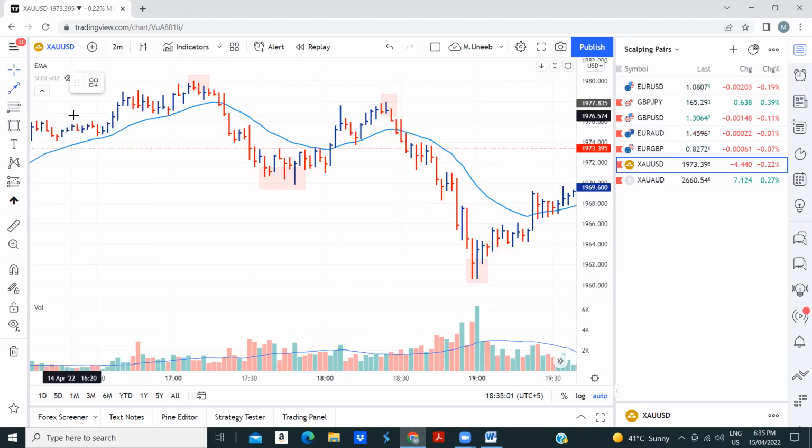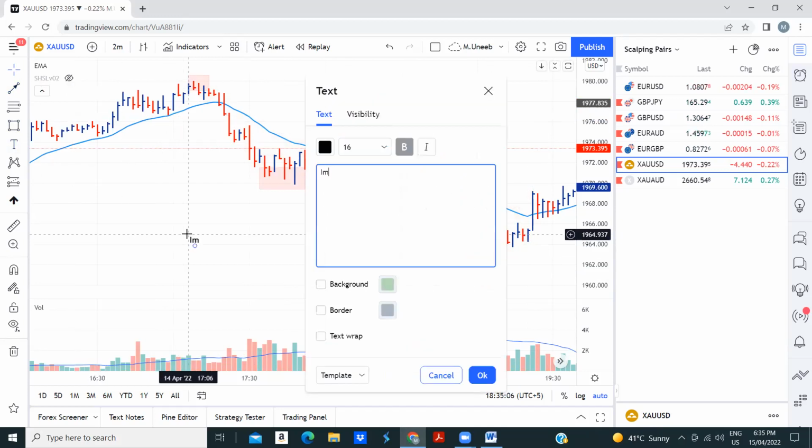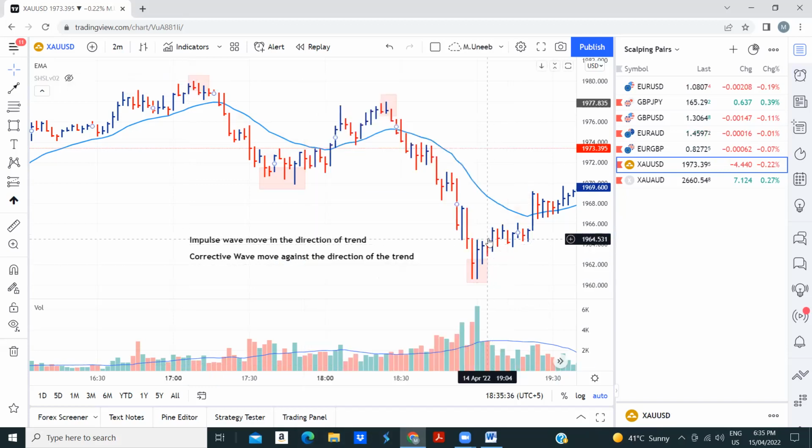Now, an impulse wave is a wave that moves in the direction of the trend. Impulse wave moves in the direction of the trend. Corrective wave moves against the direction of the trend. Remember that.